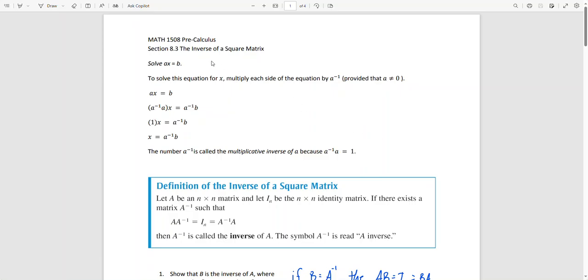So we don't have division when it comes to matrices, right? We have an operation that's similar to division, though, and we use it in that way. And it's the inverse.